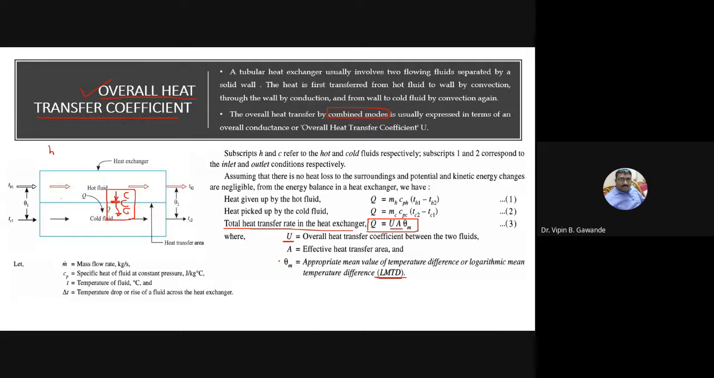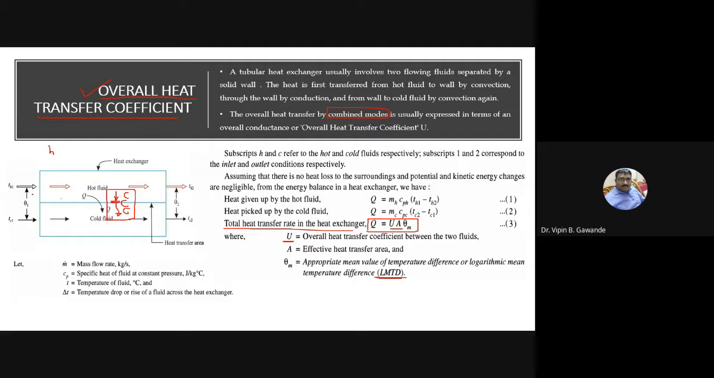We'll see how to calculate this theta M for all types of the heat transfer. Now the heat balance equation will be what? The heat will be given from the hot fluid, and the heat will be absorbed by the cold fluid. So the basic formula is Q is equal to mCp delta T. So here for hot fluid it is mH, prefix H, so this H is for the hot fluid. CpH, that is the specific heat of the hot fluid.